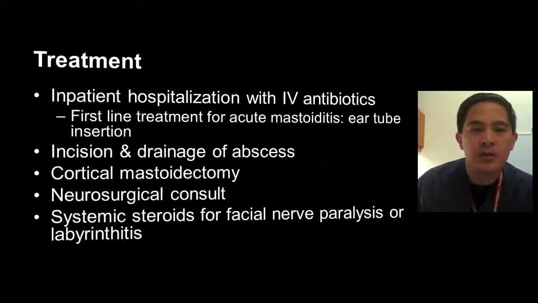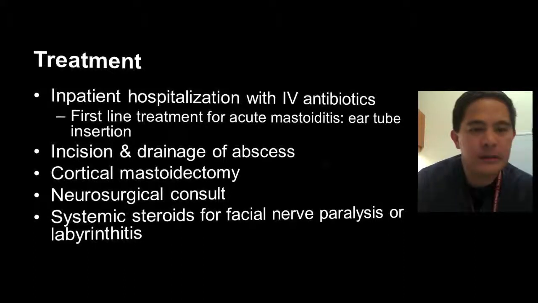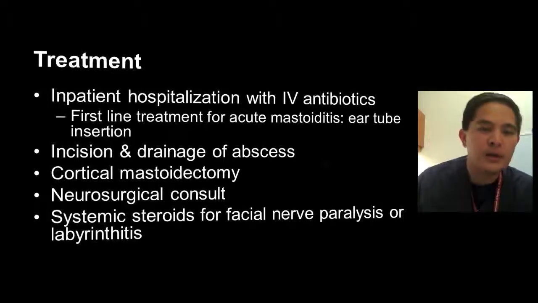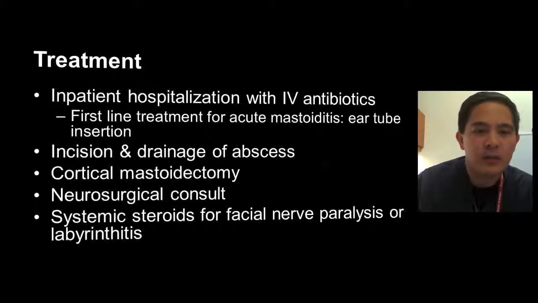But if there are other complications, such as an abscess, whether it be a subperiosteal abscess, a brain abscess, or an epidural abscess, for the most part, you'll need some sort of incision and drainage procedure for these abscesses, and at the very least, a cortical mastoidectomy. Cortical mastoidectomy is also second-line treatment for acute mastoiditis that doesn't respond to IV antibiotics and insertion of an ear tube. Obviously, as I mentioned before, try to get your neurosurgical colleagues involved whenever you're dealing with intracranial complications.